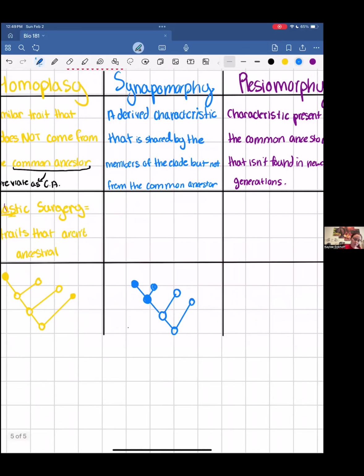Synapomorphy, I think of kind of as I described in class on Thursday, like synapses in your brain. You form those and keep them. These traits are formed, or they genetically mutate, or however they come about. They are formed and then they keep them in the newer generations.